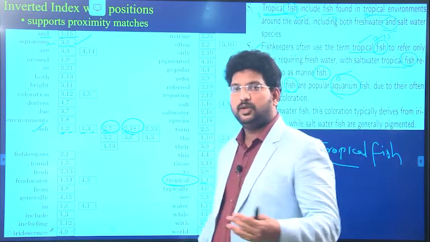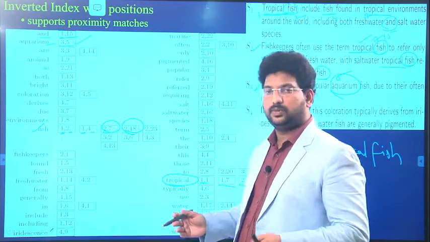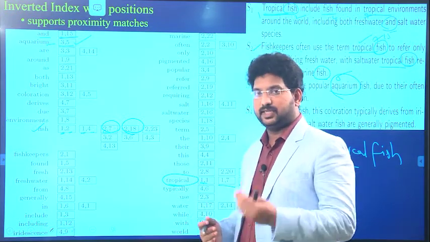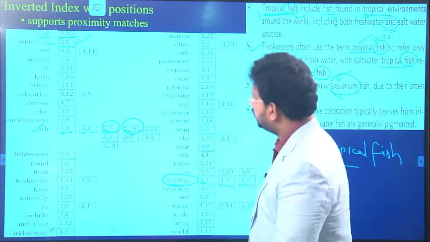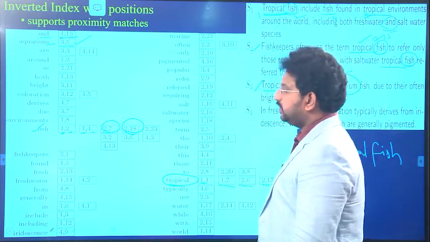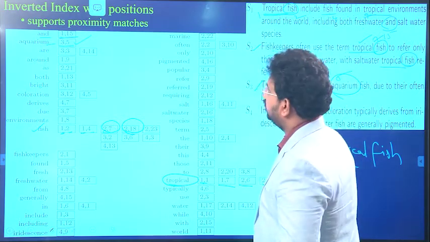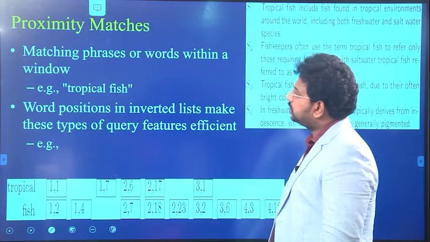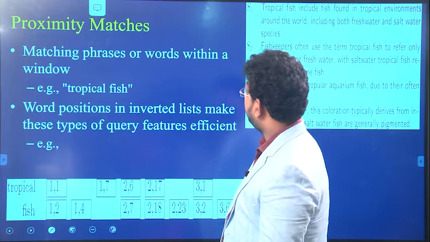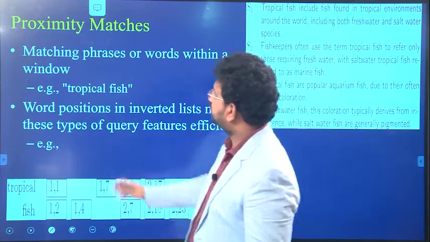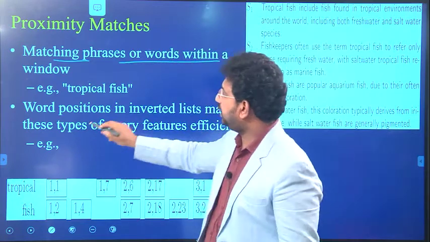We will see what a proximity match is and how it is going to match with the first and second documents and with the following words. So this is about inverted indexing with the positions, which supports proximity matches. And if you observe here, proximity matches means matching phrases or words within a window. So that's what it is: matching phrases or words within a window.